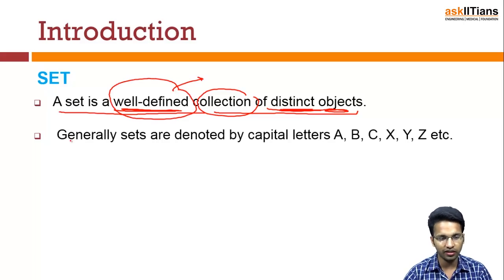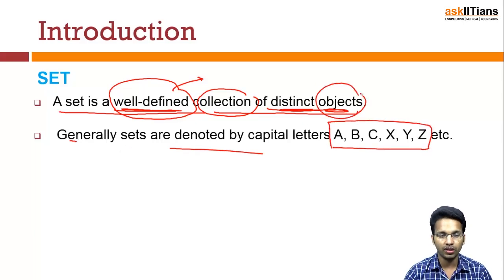Now again, the representation of a set: it is denoted by capital letters, okay, and the objects of the sets are called elements, and they are represented by small letters. Now again talking about well defined, okay, what do I mean by well defined?